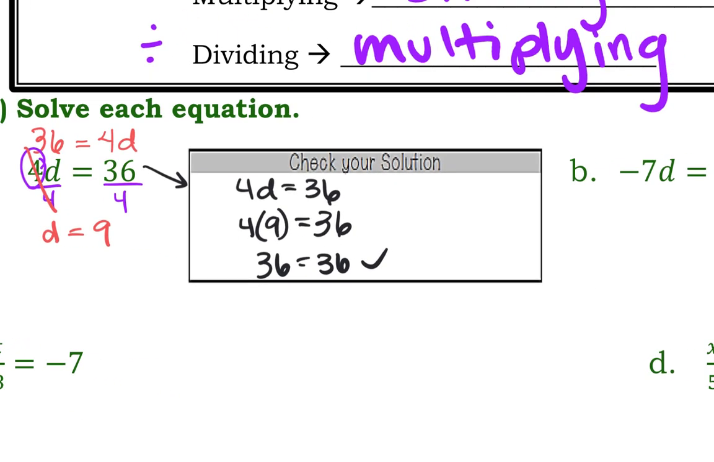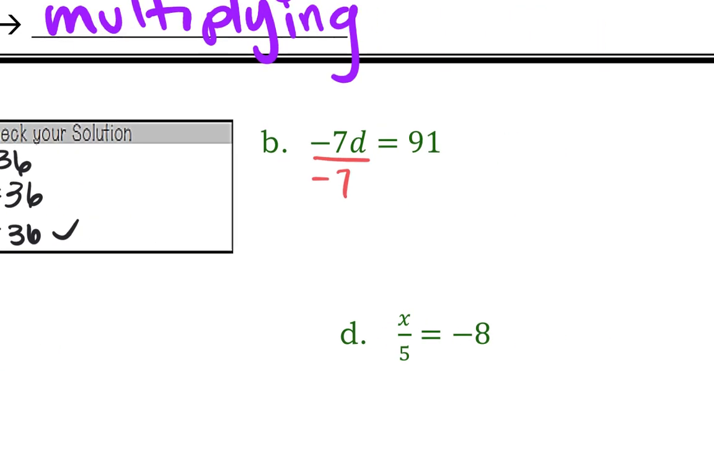That's negative 7 times D equals 91. Even though it's a negative, this is still multiplying. The opposite of multiplying is division. You're going to divide by negative 7. Okay? Again, the whole point of this is that this cancels out and becomes 1. It doesn't go away. It just cancels out. It becomes 1. All right. What's 91 divided by negative 7? Negative 13.